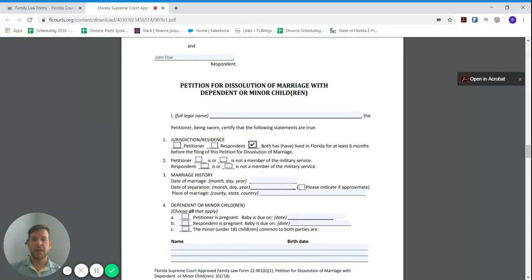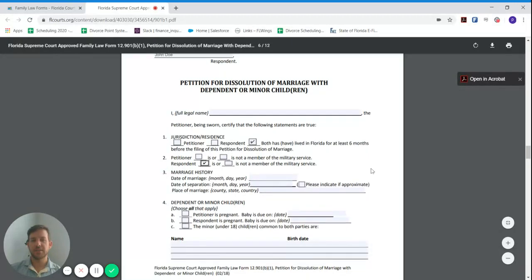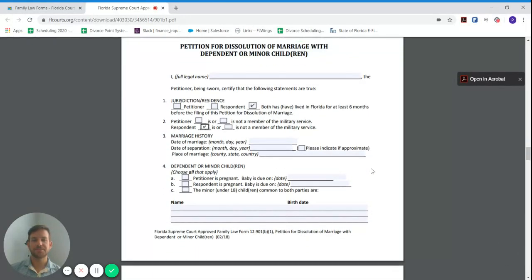Then you're going to highlight whether only one of you is a military member, or neither of you. All you have to do is click that, and you'll have the checks.